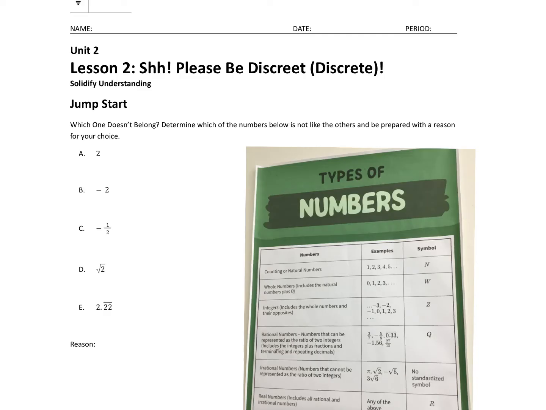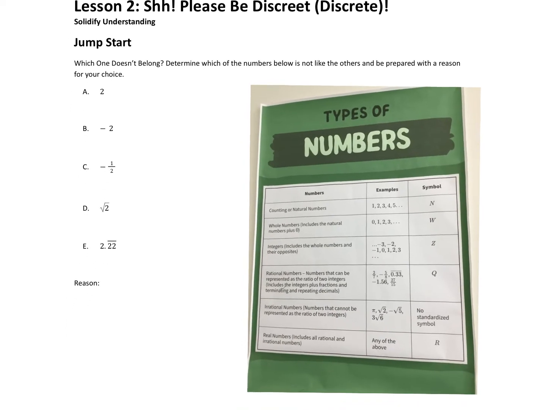Please be discreet. It starts off with a jump start. In the jump start, we need to decide which one doesn't belong. But before we do that, let's go ahead and classify each number so we can determine, based on the classification of the number, which one doesn't belong. So here are our different types of numbers in this graphic here on the right.